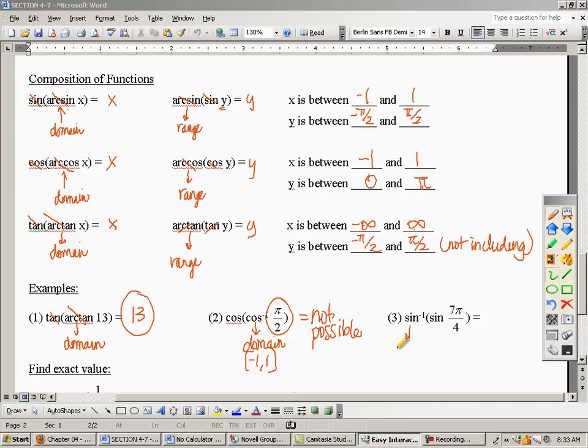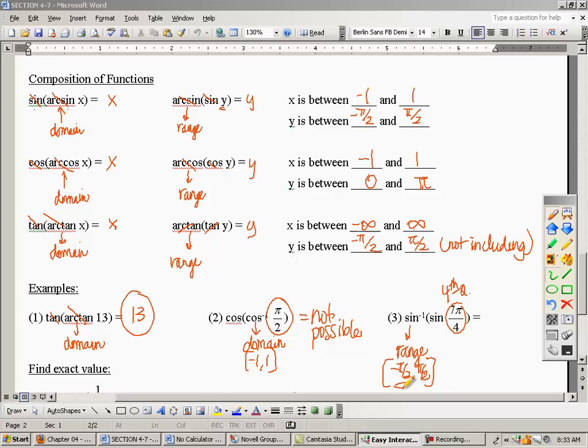So let's go here. The inverse sine, we're looking at the range because it's on the outside. The range of an inverse sine is between negative pi over 2 and pi over 2, including. Now the problem is, you'll notice this is a positive angle and then it goes to negative angles in the fourth quadrant. 7 pi over 4 is not written the way we need it to be written. It is in the fourth quadrant, which is good because our range covers the fourth quadrant.